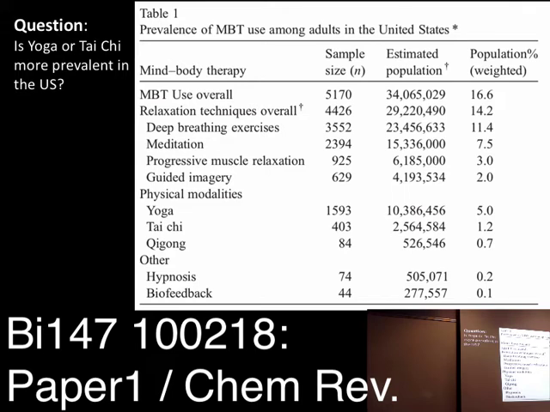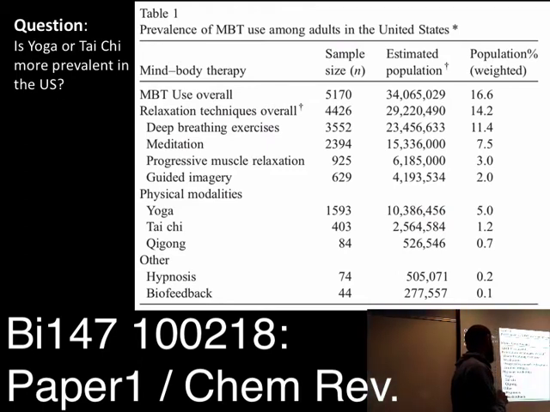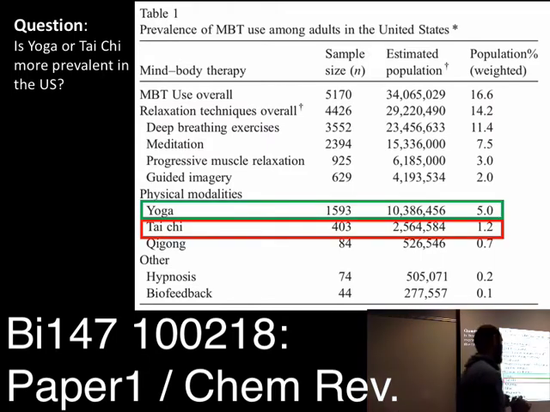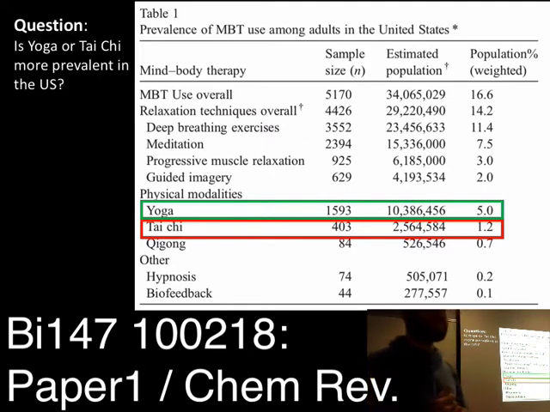You go and find this paper, and here's the table. Now look at this table. How are you going to answer that? Yoga. This is straightforward. So 5% of the population does yoga, and a little over Tai Chi. So 1 in 100 people do Tai Chi, 1 in 20 people do yoga. Yeah?